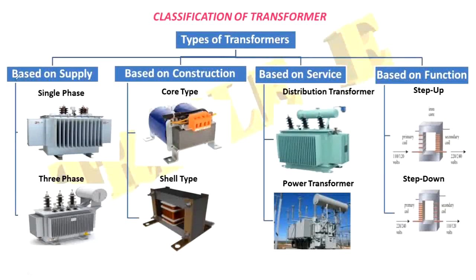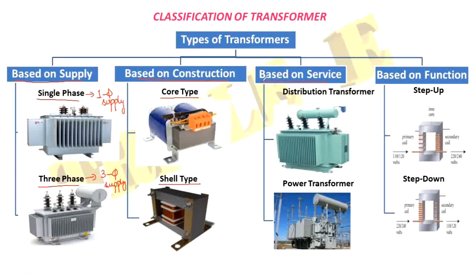First, based on the power supply, a transformer could be single phase or three phase. A single phase transformer will utilize a single phase supply, whereas the three phase transformer will utilize three phase supply. The next classification is based on the construction of the transformer. Based on the construction, transformers are of two types: one is core type and the other is called the shell type. This we will see further in this video.